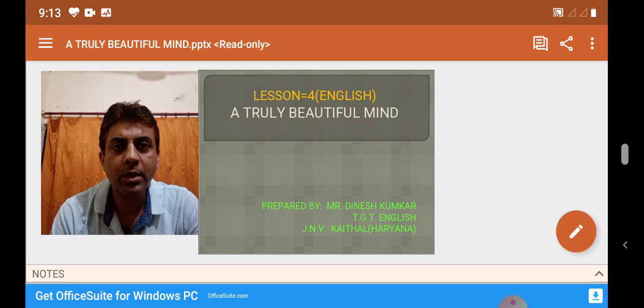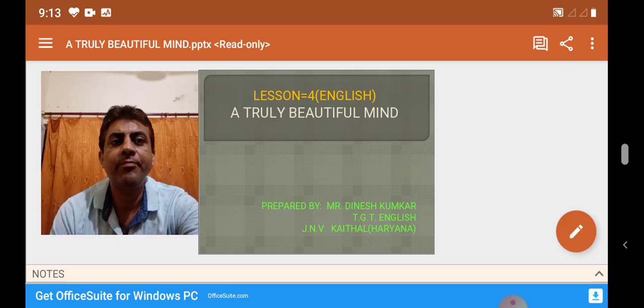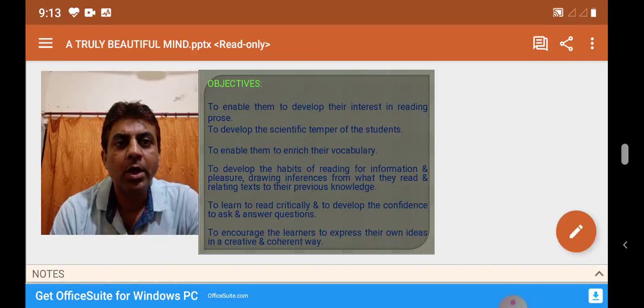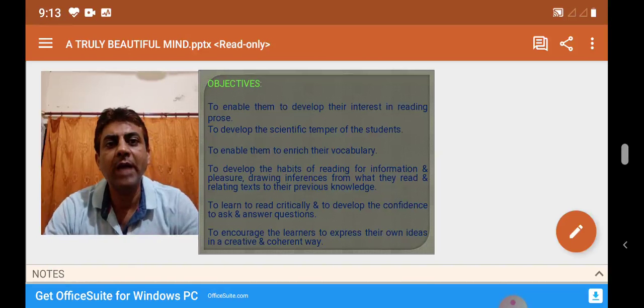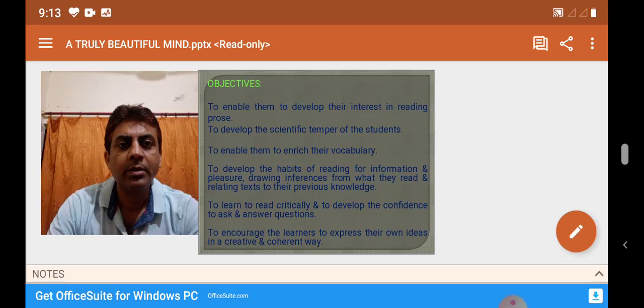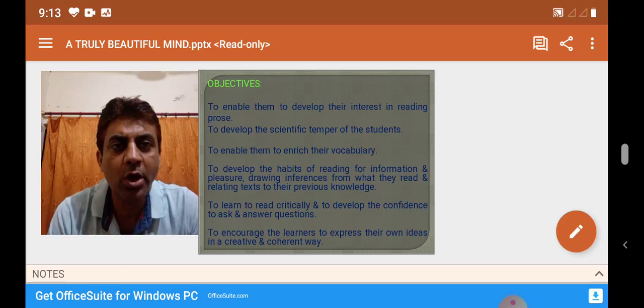Before we begin to read the lesson, let's have a look at the objectives of this lesson. First of all, to enable you to develop your interest in reading prose. Next, to develop the scientific temper of the students. To enable you to enrich your vocabulary.